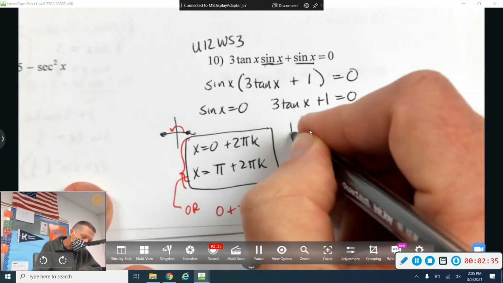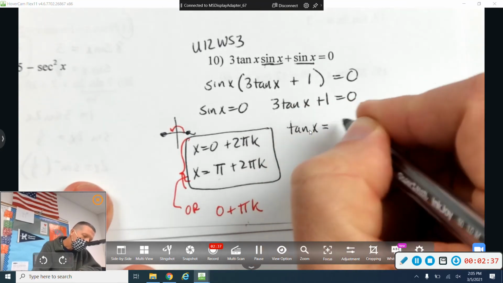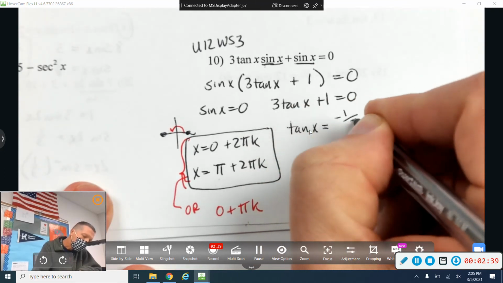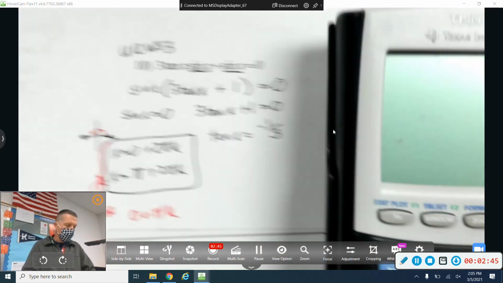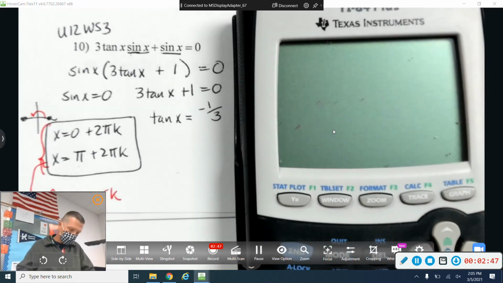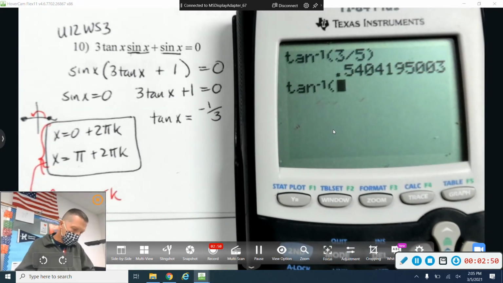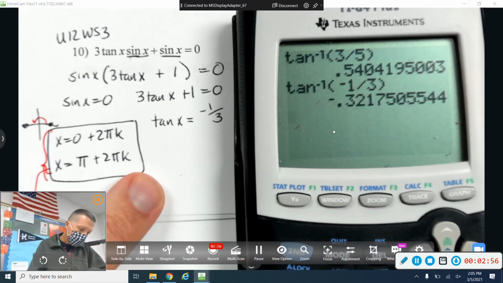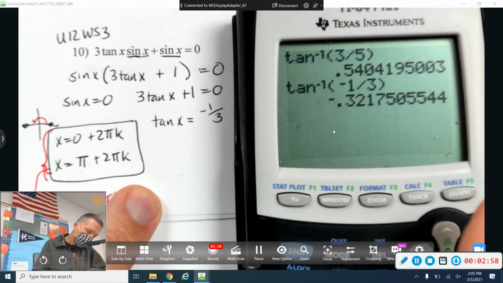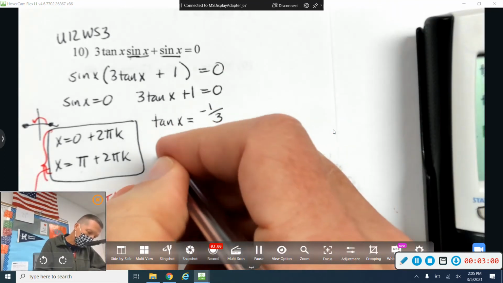All right, on to the second half of this problem. Tangent of x equals negative 1/3. That is not a unit circle value. I'll grab the calculator. Inverse tangent of negative 1/3 is negative 0.322.